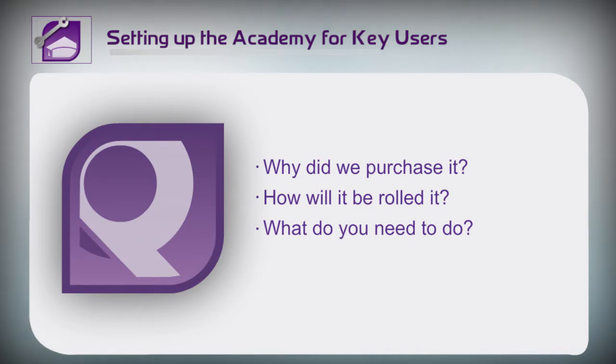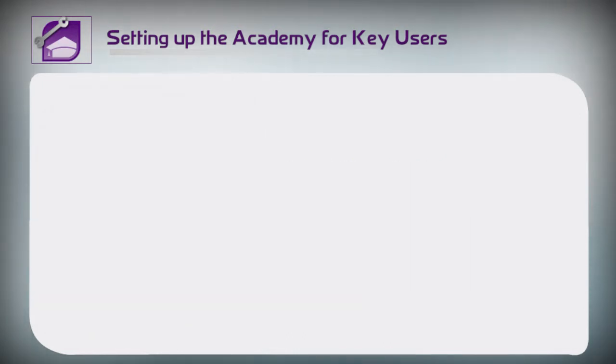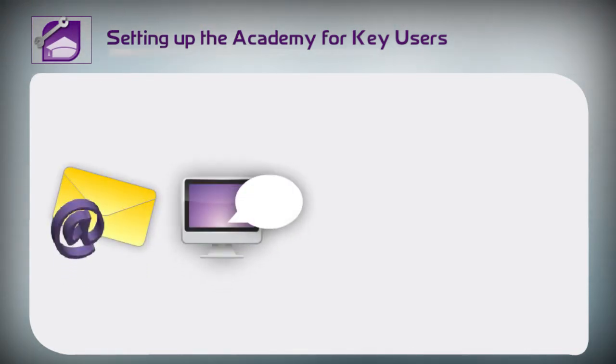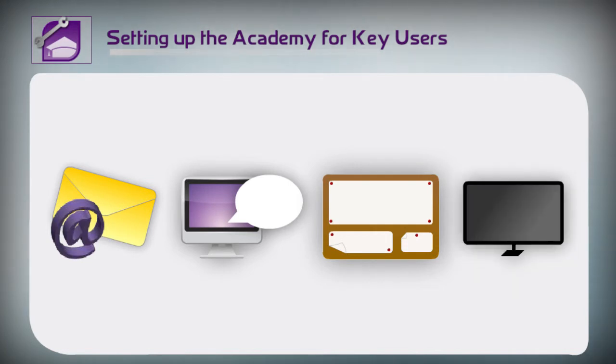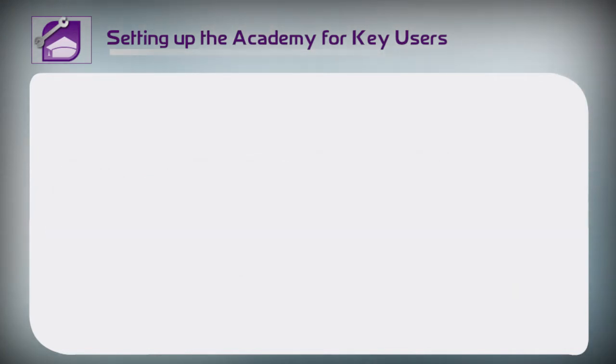Your project manager or other key user should take responsibility for informing all users about the upcoming changes. This can be done in a variety of ways, including emails, posts on your intranet site, or displaying information on notice boards and company televisions. Another way to inform users is through the Academy.